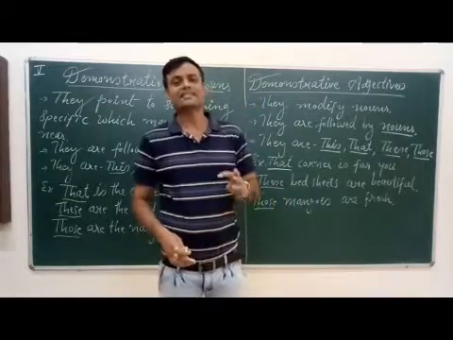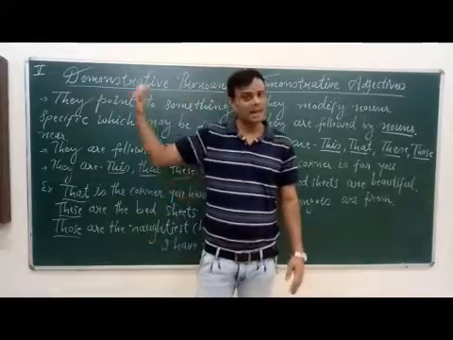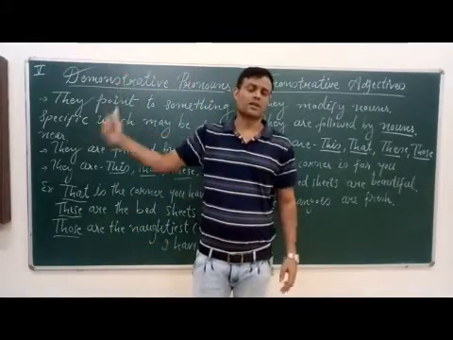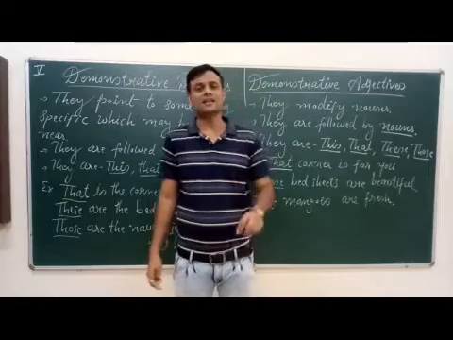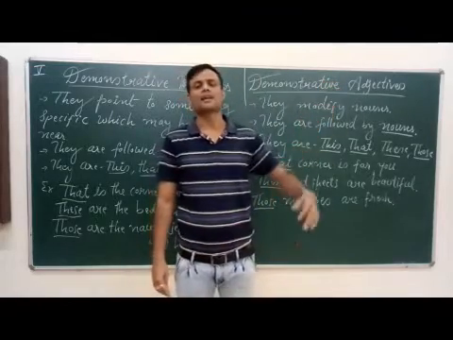So when this, that, these and those are followed by verbs, they are demonstrative pronouns. And when this, that, these and those are followed by nouns, they are demonstrative adjectives.